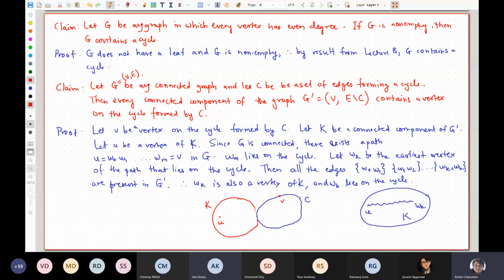Okay, so let's look at this part. Yeah? Yeah, is there a question? Arin, yes? No, sir, no question. Got it. Achha. Fine. So let's look at this path.